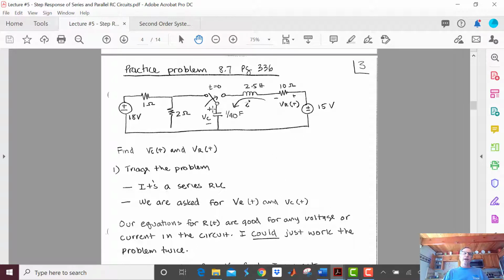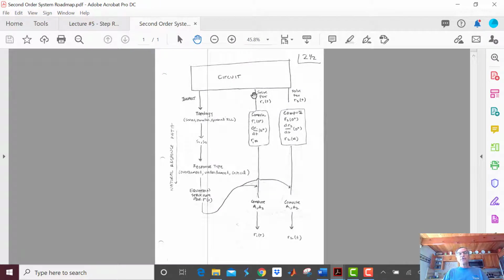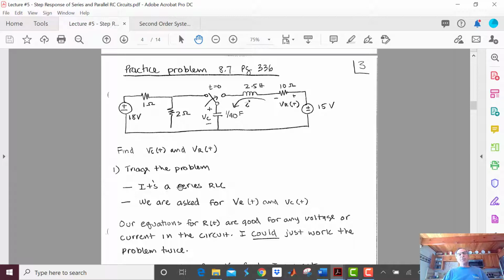Okay, we are asked for the capacitor voltage, and we are asked for the resistor voltage. So we're asked for two different things. So let's triage the problem first. What I see here is a series RLC, because at t equals 0, my switch is connected over here, and the capacitor, the inductor, and the resistor are connected together. Ooh, I see a source in here that'll be engaged at t equals infinity, so that'll make it kind of fun. And let's see, I am asked for two different things. So our equations for R of t, the three equations that I always show, they're good for any voltage or current in the circuit.